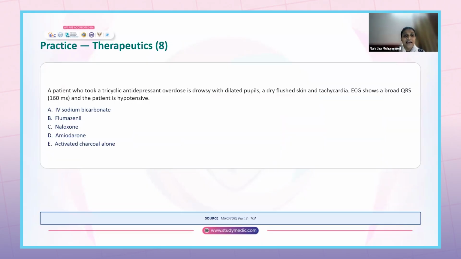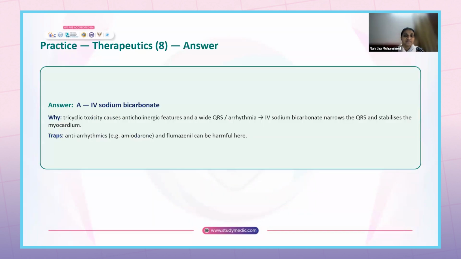A patient who took a tricyclic antidepressant overdose is drowsy with dilated pupils, flushed skin, and tachycardia. ECG shows broad QRS and the patient is hypotensive. So, tricyclic antidepressant overdose, as I mentioned, the answer is IV sodium bicarbonate.